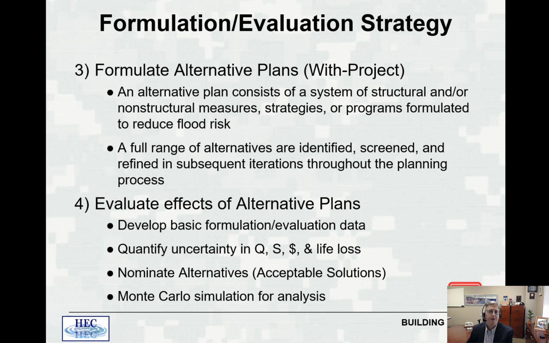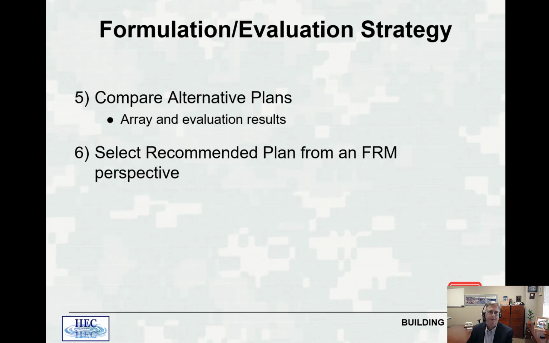So step 4 is you evaluate the effects of your alternative plans. You develop basic formulation and evaluation data. You quantify your uncertainty in your flow, stage, economics, and life loss. You nominate your alternatives, your acceptable solutions, and you perform the Monte Carlo simulation for your analysis. So it's clear you do not just jump in and perform a risk assessment on every alternative that is formulated. You want to refine the list, figure out which alternatives you're going to move forward with, and then you're going to start doing detailed uncertainty analysis and perform your Monte Carlo analysis on those plans.